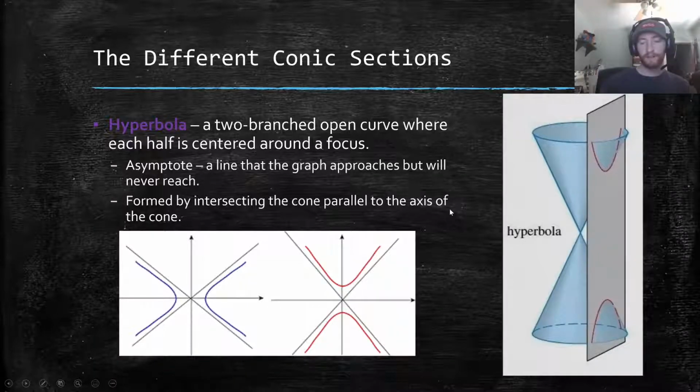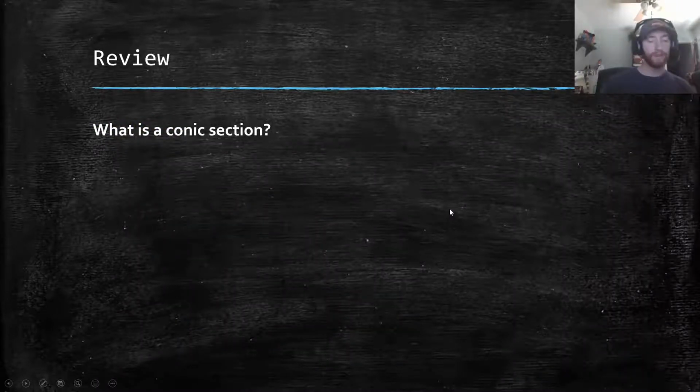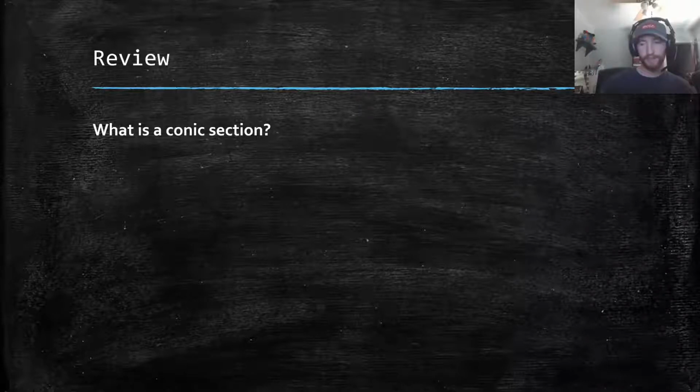So we have now looked at the four different conic sections. We know all about what they are, kind of what they look like, how they're formed from the different cuts on the cone. So we're just going to go through a little bit of review here.